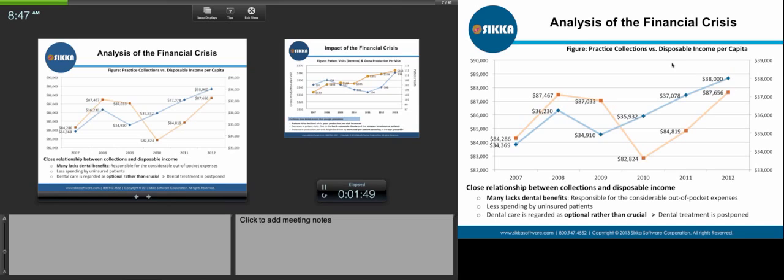You can see that as the disposable income went up, leading from 2007 to 8, the practice collections went up. As the disposable income started to drop, the practice collections dropped mildly, but they were about a year behind in really seeing the bottom. And so that's really how we know the dental industry responds slightly later behind the drop in economy. And partly because people have benefits and people keep using their benefits for longer. So the dental industry doesn't see the impact of crisis until about a year after it has really hit.